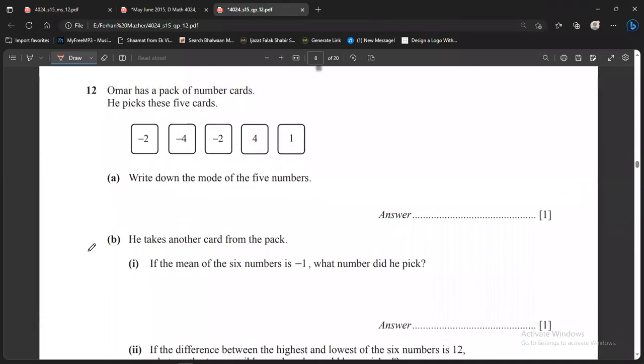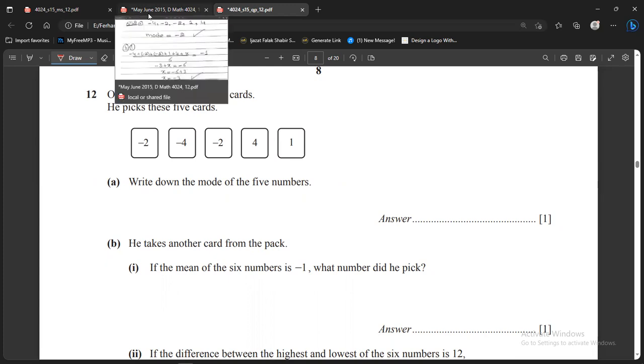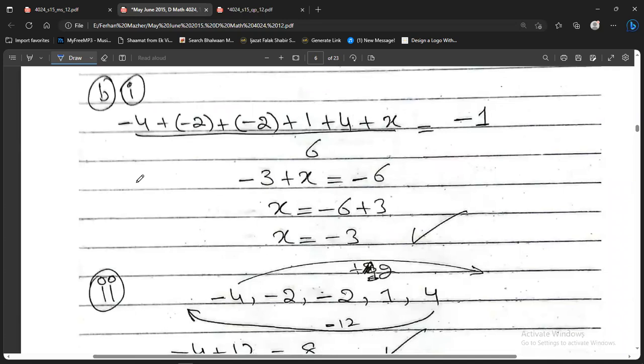Question number 12, part B. He takes another card from the pack. If the mean of the 6 numbers is -1, write down what number he picked. So these are the 5 numbers, and he picked another card whose number we don't know, but we know the mean of the 6 numbers is -1. So how do you find the mean of 6 numbers? You add up all the 6 numbers and you divide by 6, and that equals -1 because the mean is -1.